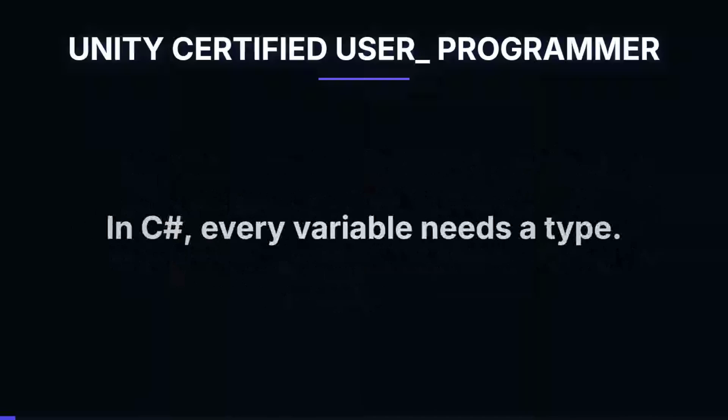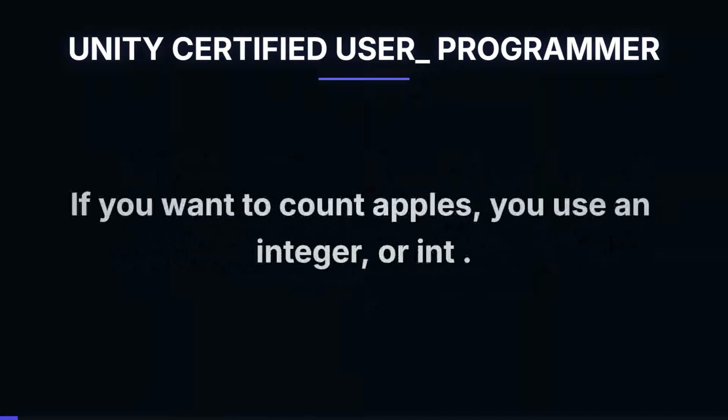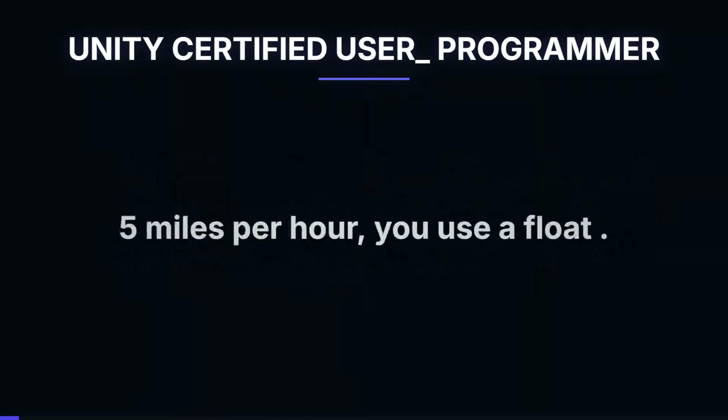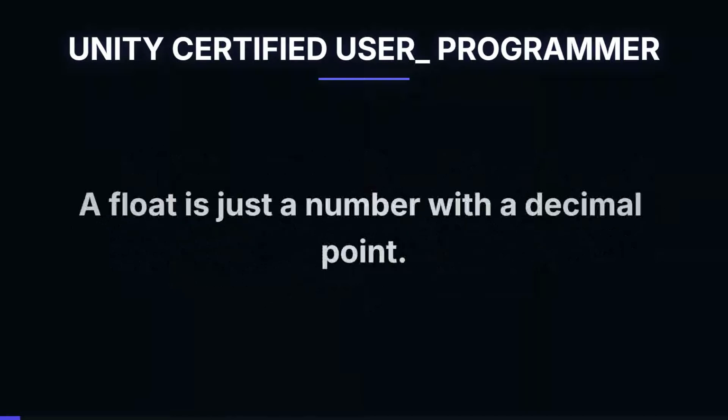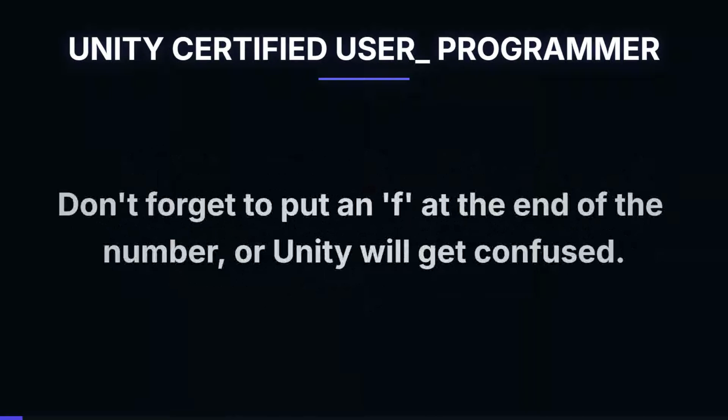In C#, every variable needs a type. You can't just put anything anywhere. If you want to count apples, you use an integer, or int. For something like 5 miles per hour, you use a float. A float is just a number with a decimal point. In Unity, you will use floats a lot for things like position, rotation, and speed. Don't forget to put an f at the end of the number, or Unity will get confused.